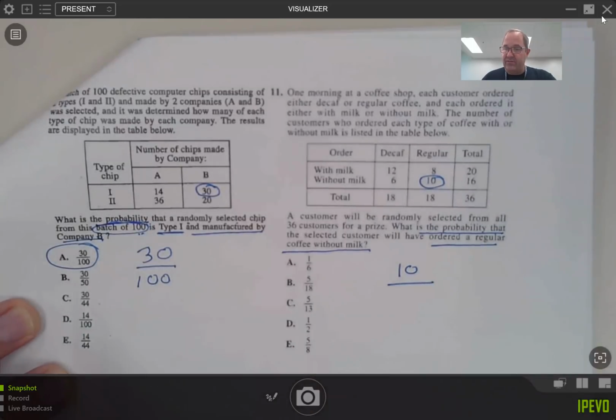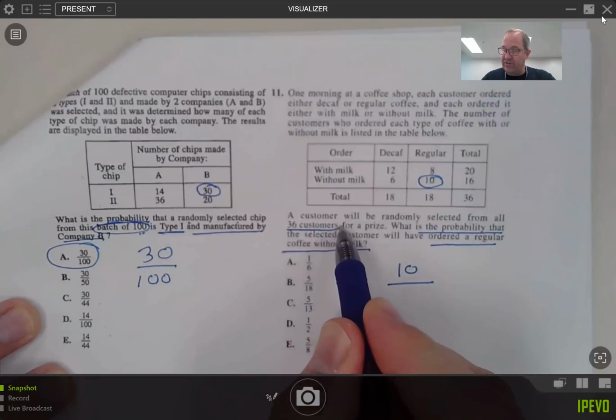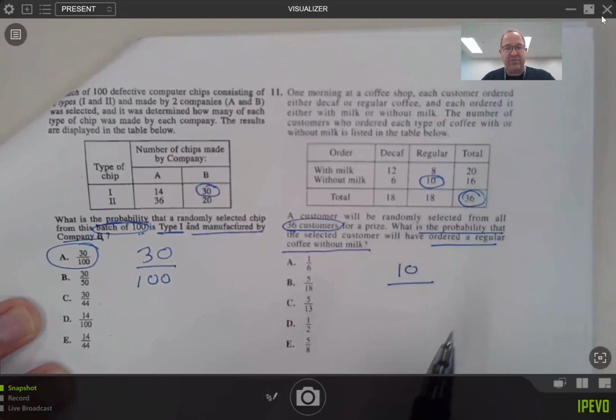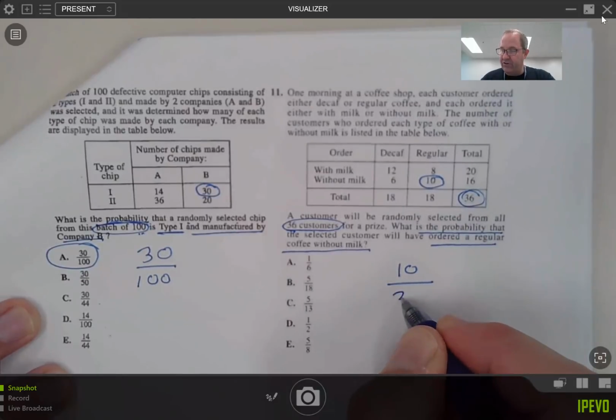Shows it to us 2 ways. First, they say here, 36 customers were there. Also, right here, there were a total of 36 customers. So either way, the answer should be 10 over 36.